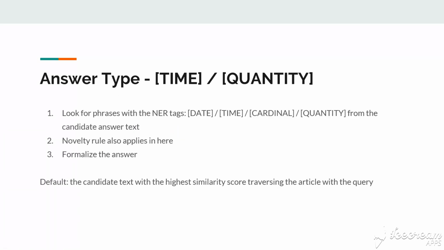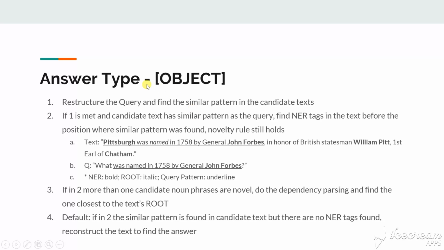For the time, quantity, and date answer types, we did similar steps as what we just discussed before. For the object answer type, we first reconstruct the query and find a similar pattern in the candidate text, and from there we try to see if we can find the NER text in that part of the text. And this is an example of how it works. For example, we already identified a similar pattern here, and because we also apply the novelty rule here, Pittsburgh would be the answer.